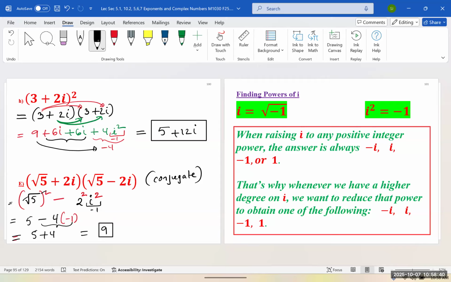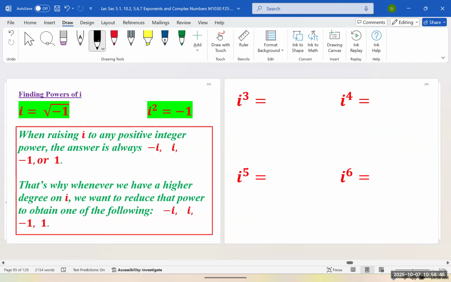The question is, when do you get what number as the final answer? So you're going to learn that now. Let's see a few examples. i cube, we know it's i square and i, right? So we know i square is -1. So we have -1 times i, that gives us -i. See the example here? The final answer here is -i.